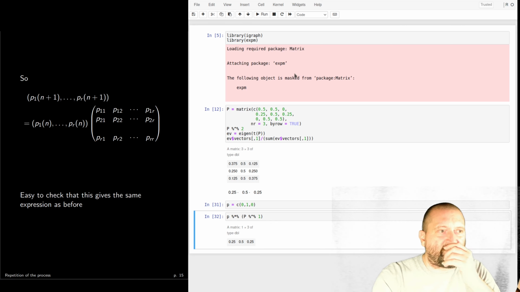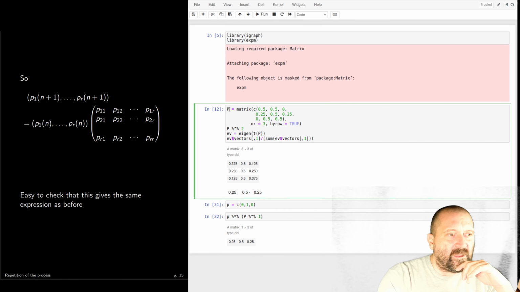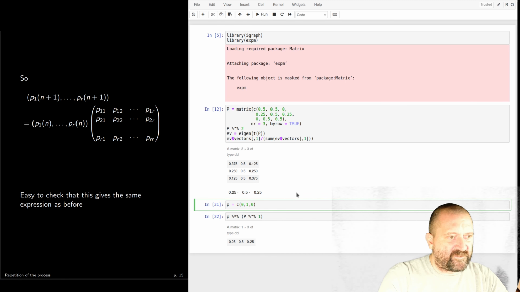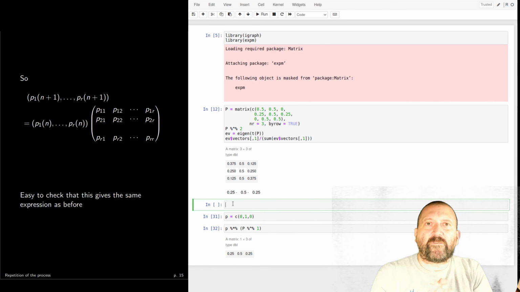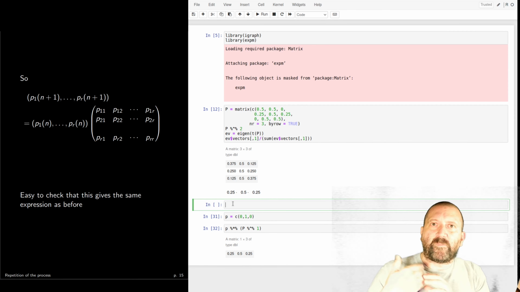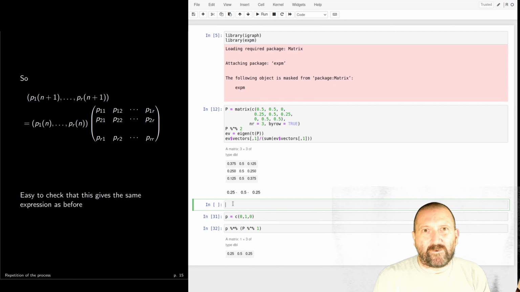So let's make a function for this. Maybe I'll do it here. Okay. So I'm going to make a function that's going to repeat this process several times. And I'll probably make a mistake, but like I've said before, mistakes are illustrative of what you can learn from the process, and so I think it's good.